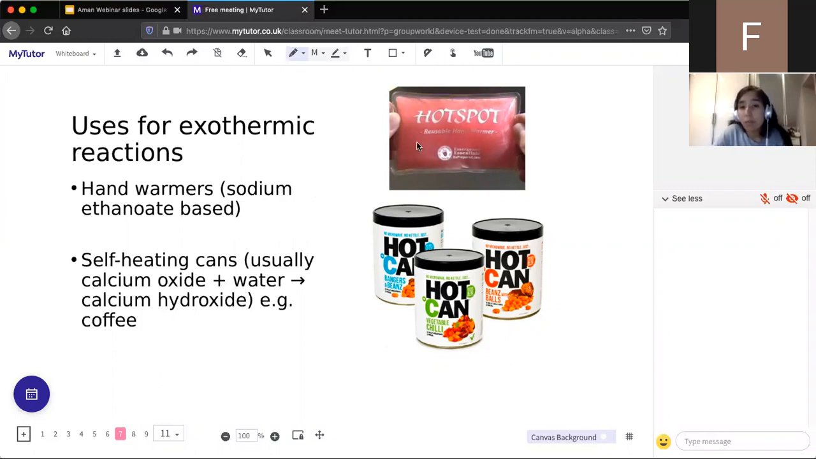If you've ever had one of these hand warmers, you know it goes from being this squidgy material to a really hard material, and that's because loads of crystals form. And that's strongly exothermic, so it will stay hot for about 30 minutes.